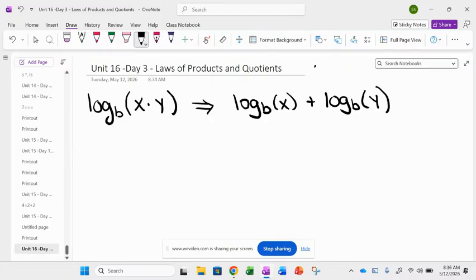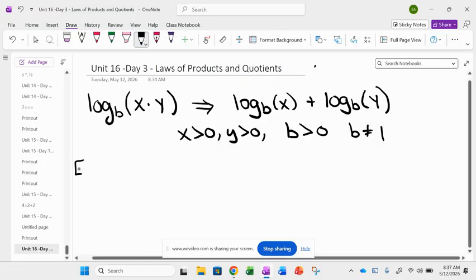And there's obviously restrictions. The restrictions are going to be x has to be greater than 0, y has to be greater than 0, and we know any base we have has to be greater than 0, because really the base is the base of an exponential where the exponent is unknown. So we can't have a base less than 1. And I'm also going to say b cannot equal 1. And I'm going to show you why this holds true.